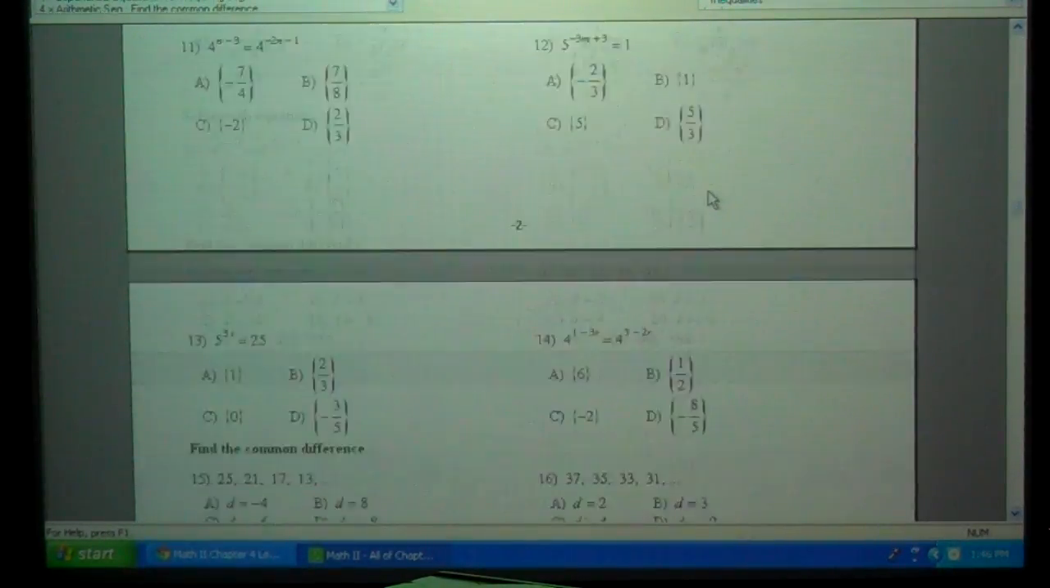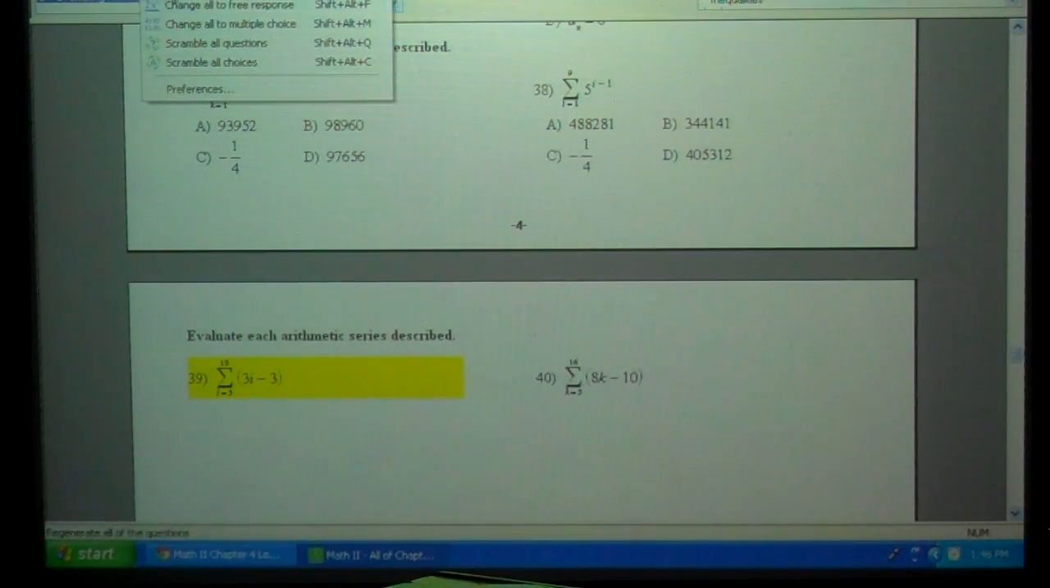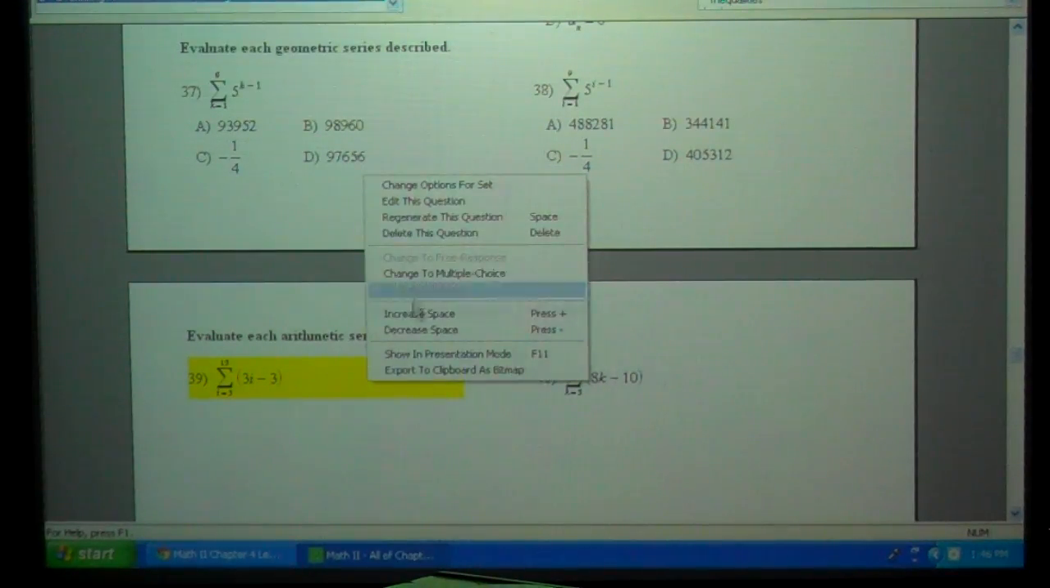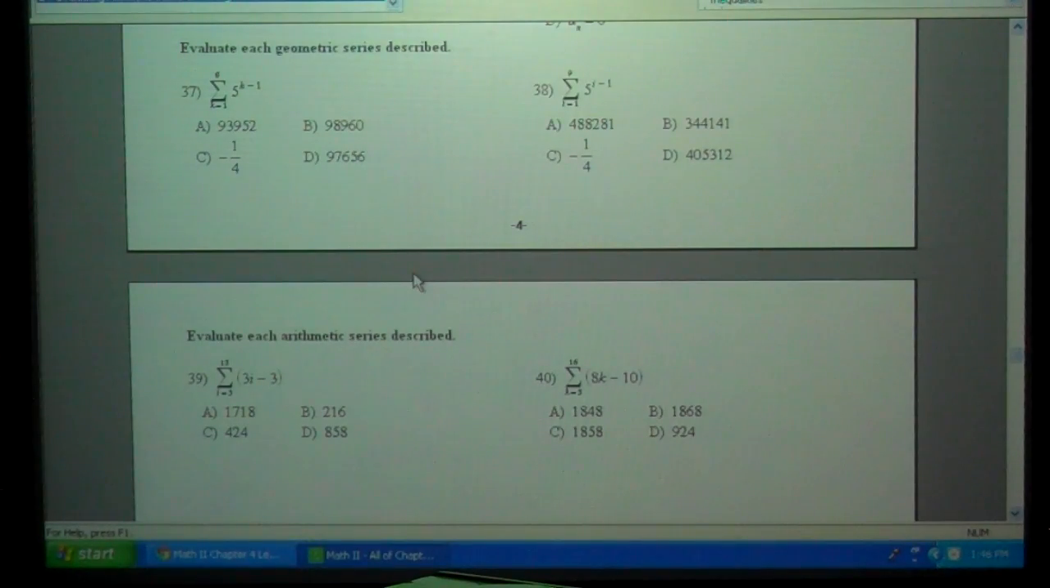Any questions? All right, these last 2, I need to change to multiple choice. That one. And, well, let's do this. And this. There we go. Now those last 2 will be multiple choice. All right. Turn this off. Upload it. And we'll be good to go.